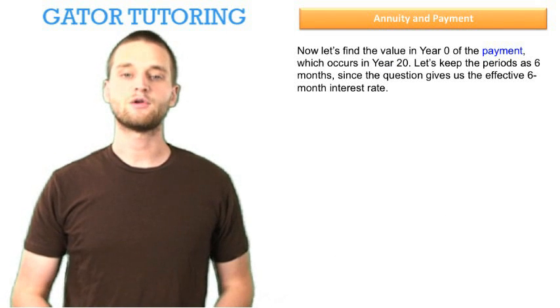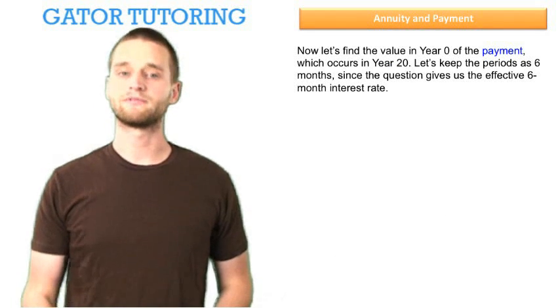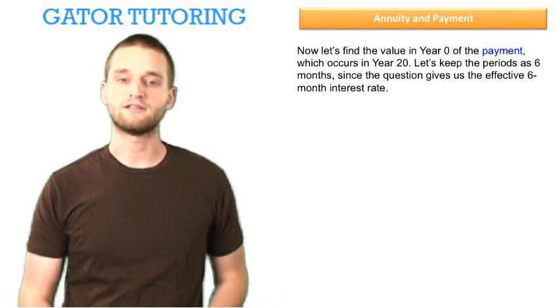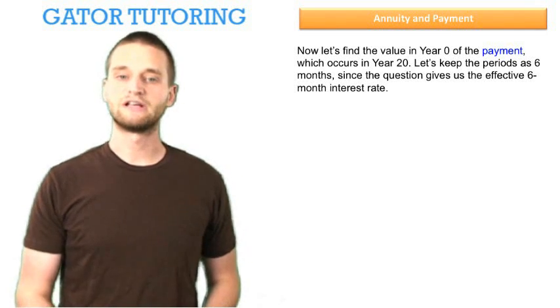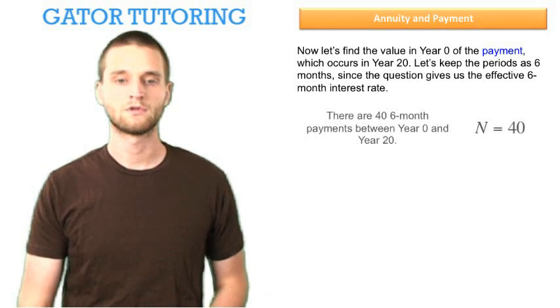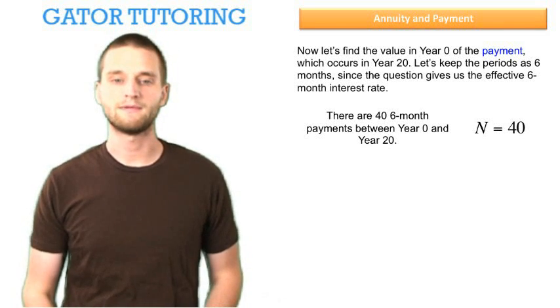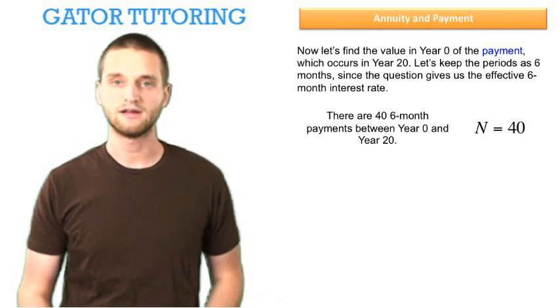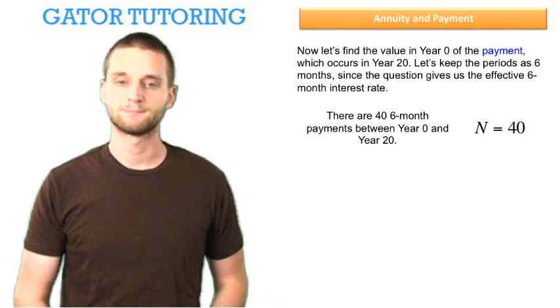Now let's find the value in year 0 of the lump sum payment, which occurs in year 20. Let's keep the periods as 6 months since the question gives us the effective 6-month interest rate. There are 40 6-month periods between year 0 and year 20. So again, we input 40 for N, the number of periods.